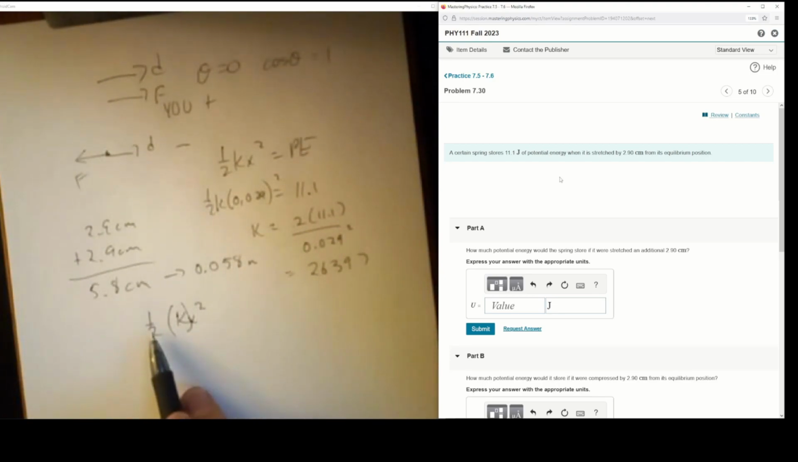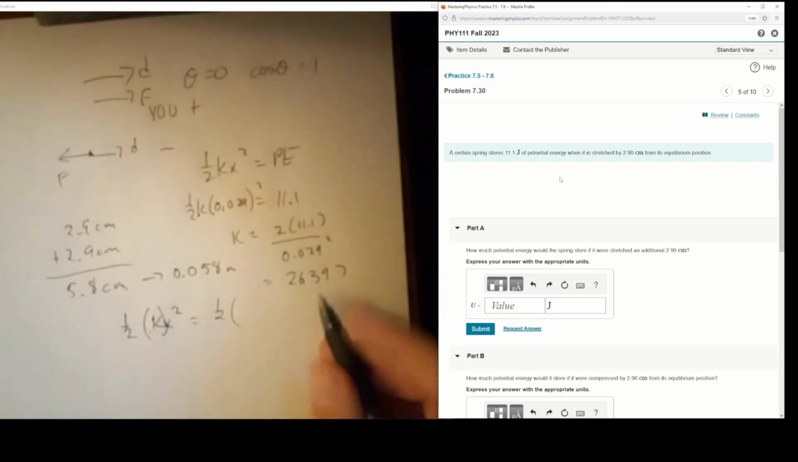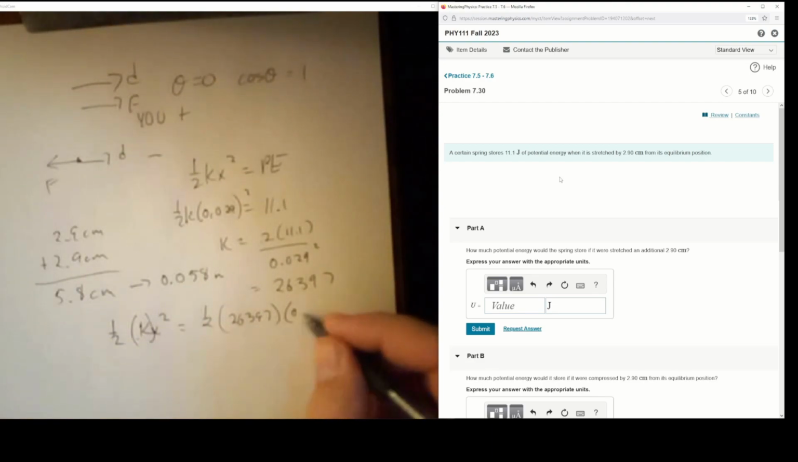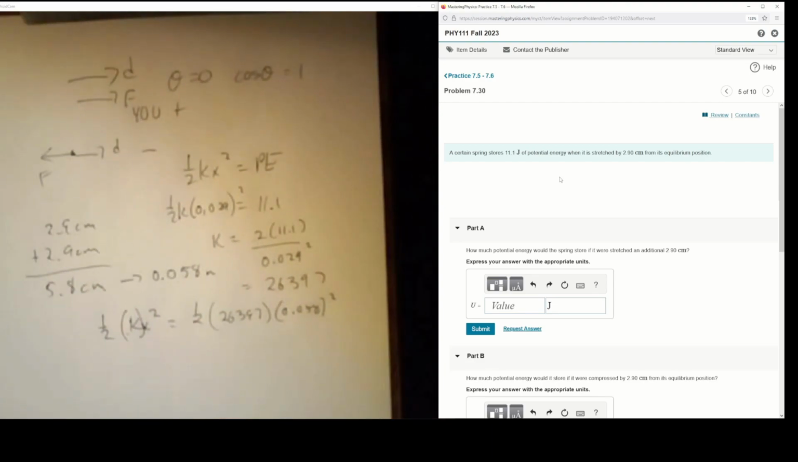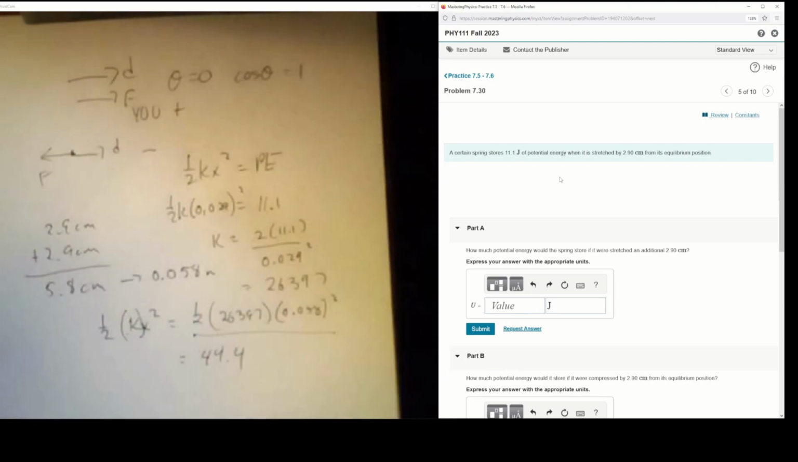Whoops, I got sloppy there. I meant to write 1/2 kx squared, and then I was going to plug this stuff in. So 1/2, we just figured out k. And we're stretching it a total of 0.058. And that gets squared. And then this, I'll punch into my calculator to figure out what that energy is of stretching it an additional 2.9 centimeters. So 44.4.